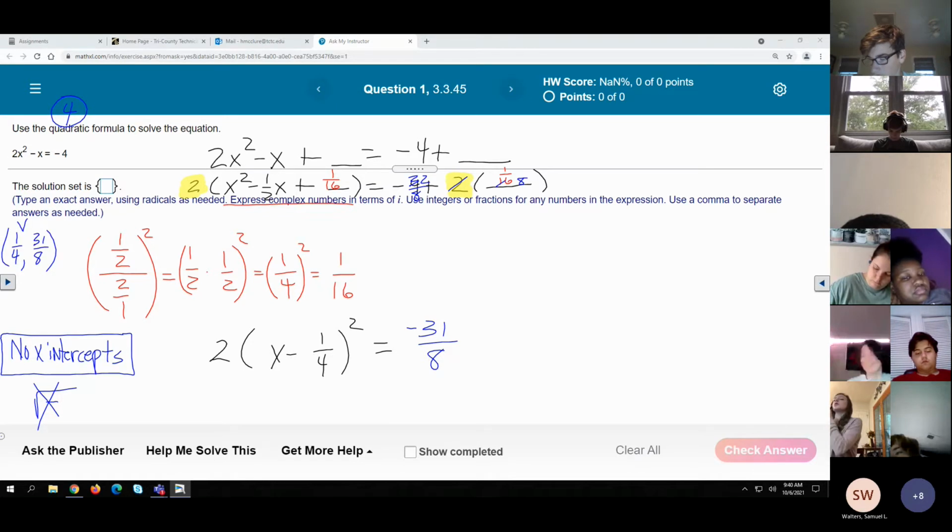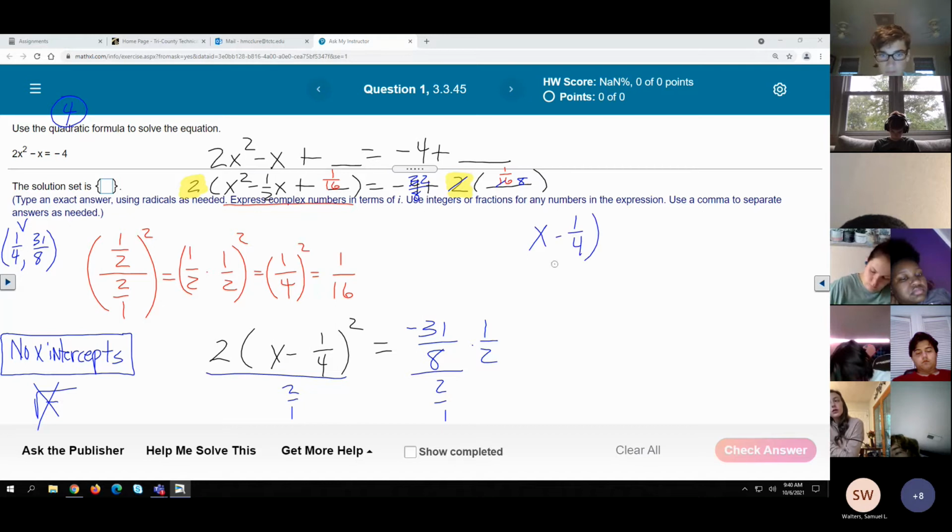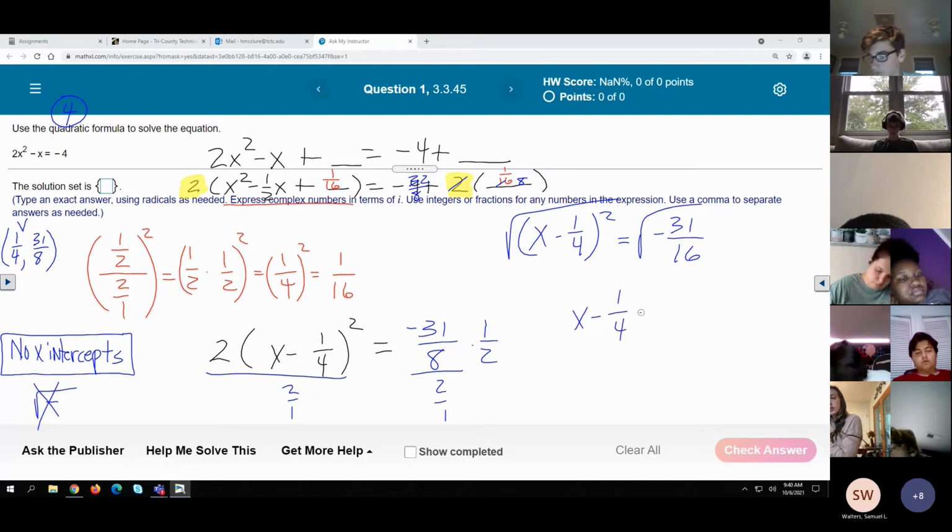So let's finish. Divide by 2 over 1, multiply by 1/2. X minus 1/4 quantity squared is equal to -31 over 16. Take the square root. X minus 1/4 is equal to i times the square root of 31 over 4. And bring the 1/4 over. X is equal to 1/4 plus or minus i square root of 31 over 4.